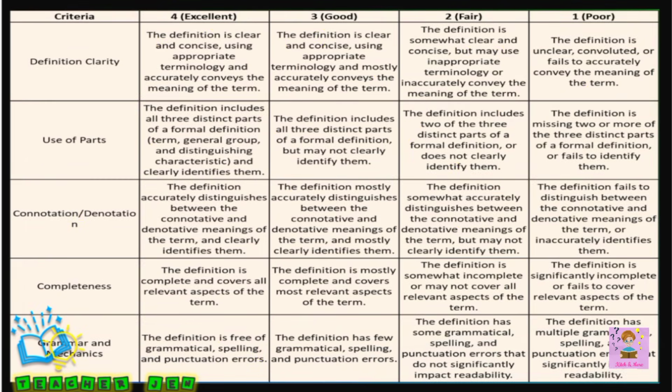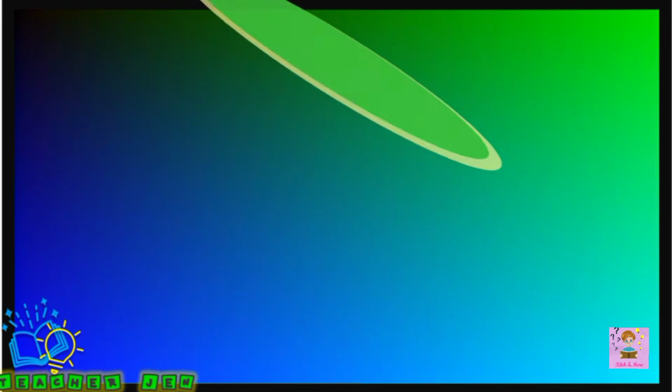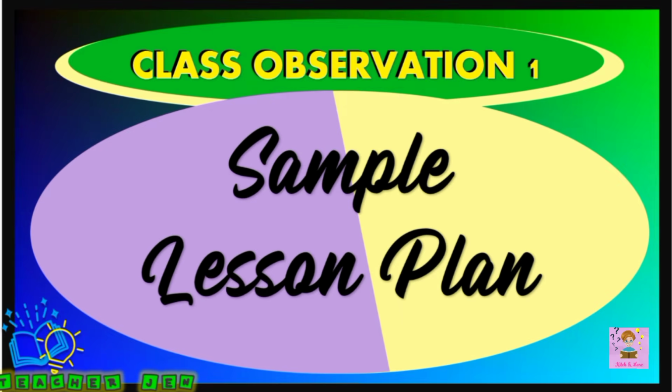So here is the scoring rubrics which I am going to use to rate my learners' answers. This is very important as it is very helpful in providing a clear and objective way of evaluating and grading our students' work. That covers up my sample lesson plan for CO1.